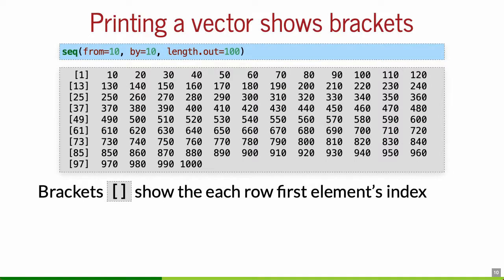Brackets are indicated when you print a vector, when you create a vector, for example, with this sequence. You see that in the first part of each row, you have a bracket that indicates the index of the first element in the row. For example, this is element number 13, this is element number 73.